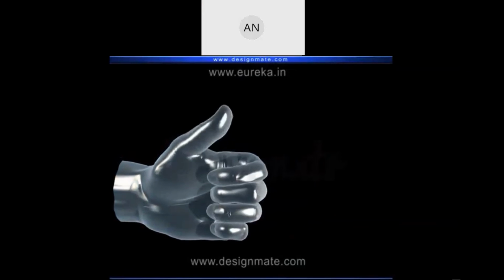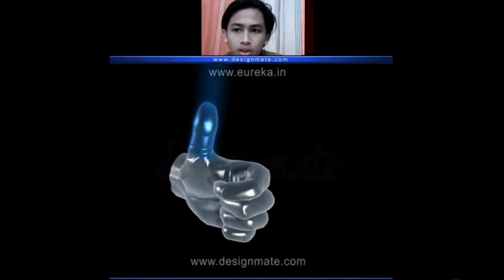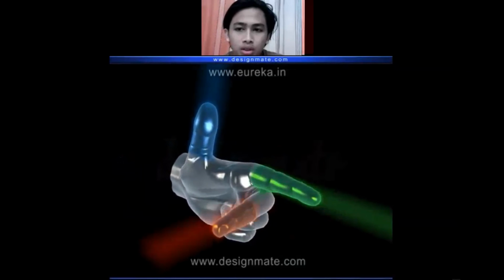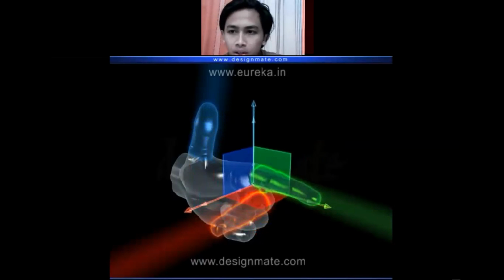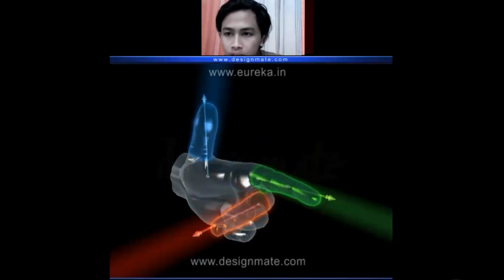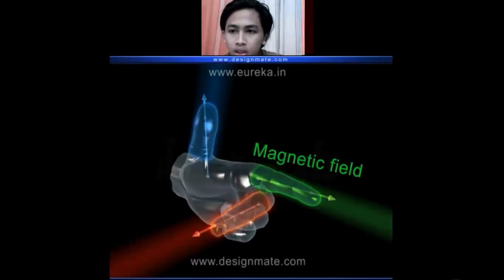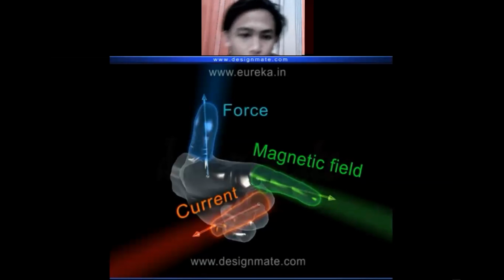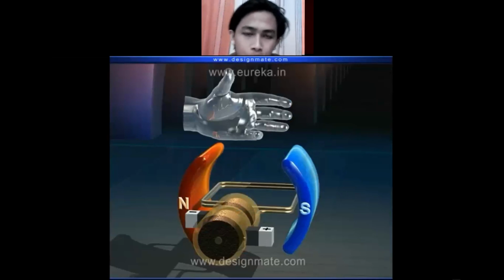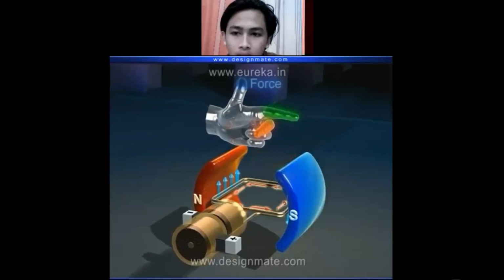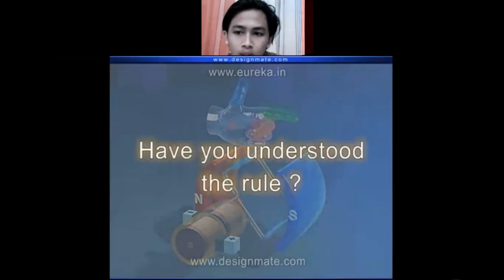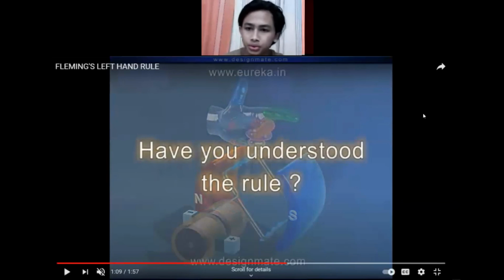According to this rule, if you arrange your left hand in such a way that your thumb, first finger and second finger all point at right angles to one another, if your first finger is pointing in the direction of the magnetic field and your second finger is pointing toward the direction of current, then the thumb will give you the direction of the force. Now let us check out the left-hand rule against the animation.